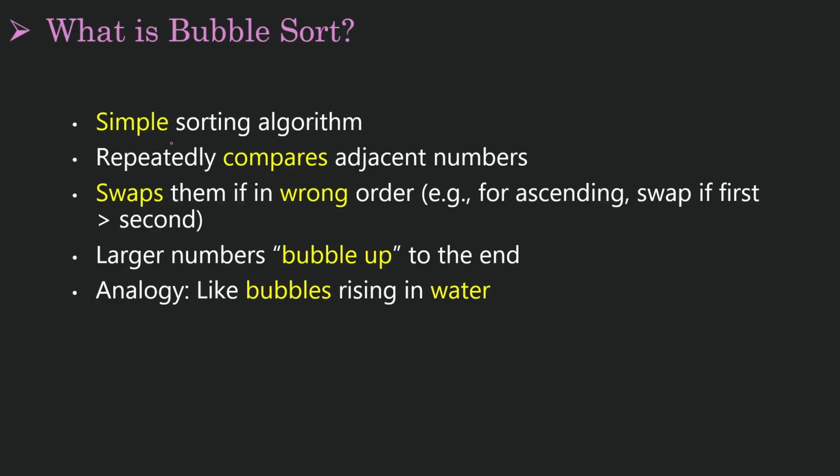Bubble sort. Let's start with bubble sort, one of the simplest sorting algorithms. Imagine a row of numbers, like cards in random order. Bubble sort repeatedly compares adjacent numbers and swaps them if they're in the wrong order. It's called bubble sort because larger numbers bubble up to the end of the list with each pass, like bubbles rising in water. Pretty cool, right?